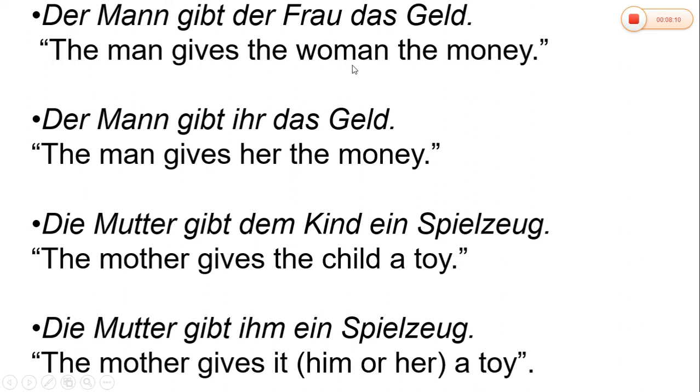Now let's do some examples. The man gives the woman the money. Der Mann gibt der Frau das Geld. The man gives her the money. Der Mann gibt ihr das Geld. So this sentence was basically the man gives money to her. So for to her it is replaced by ihr.